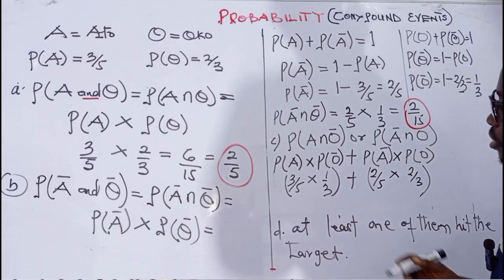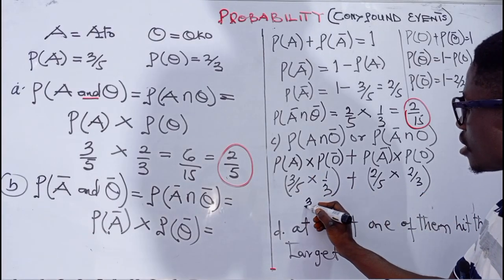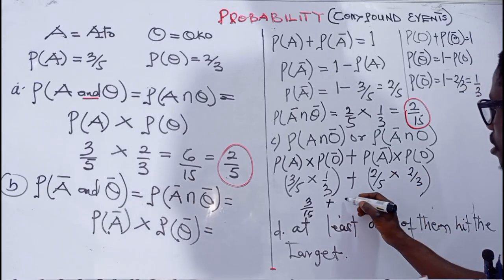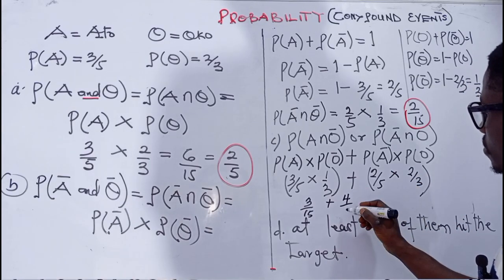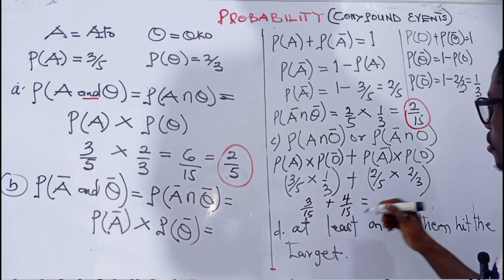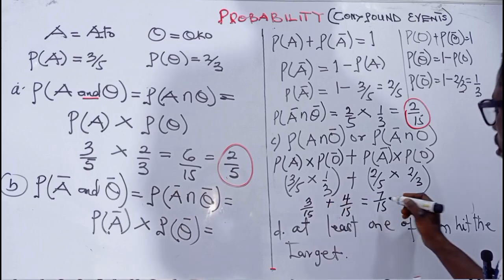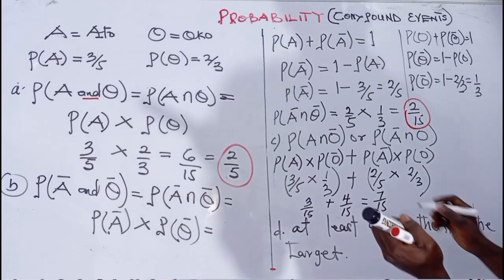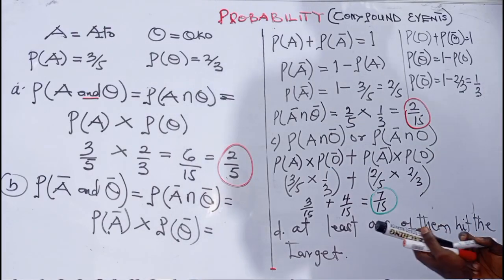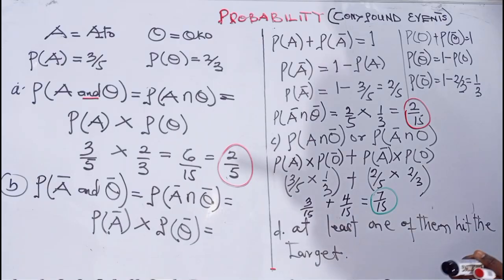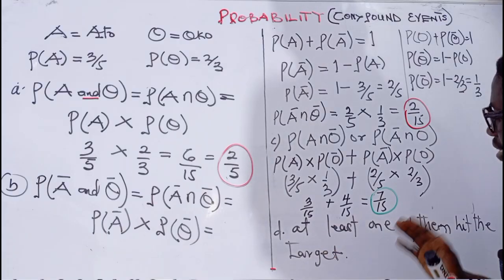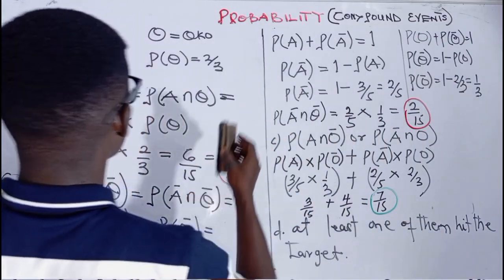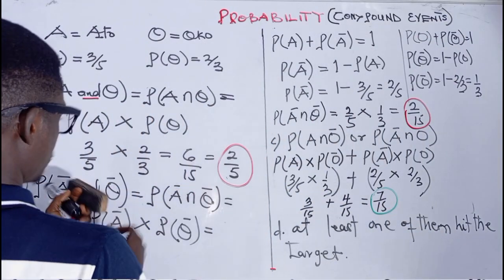So when you do your multiplication, you are going to get 3 all over 15, and then we have plus 4 all over 15, and this is going to give us 7 all over 15. So the probability that one of them hit the target is 7 all over 15. Very, very easy. Let's look at the last one. At least one of them hit the target. Let me write this one here.